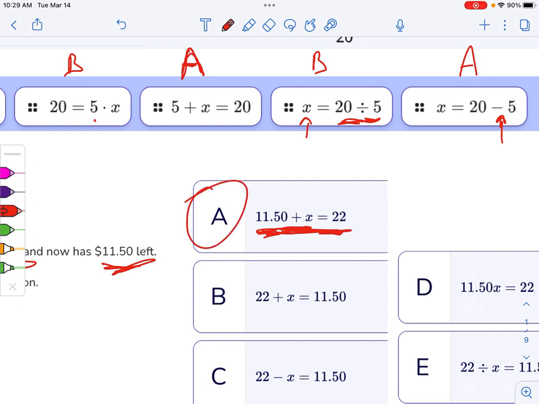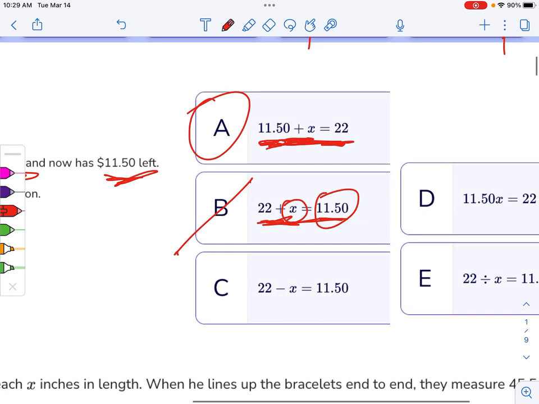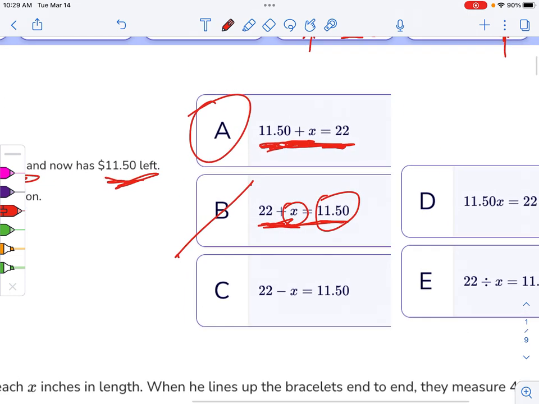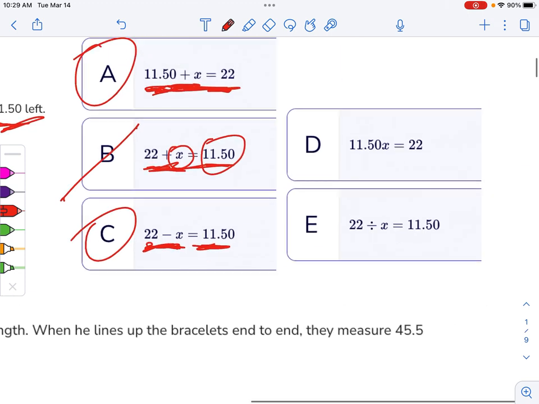So A totally works. B is saying my $22 plus the amount I've spent should get me 11.50. That is not true, because then x has to be a negative number if we're getting smaller. That's not a thing. Well, I guess it could be if we're adding a negative number, but we're not doing that yet. Let's move on to C. I have $22 and I'm spending some money and I land at 11.50. You know what, that works. That's exactly the story that's going on.